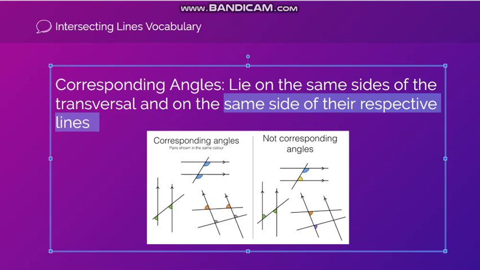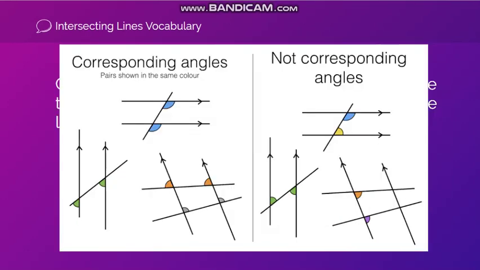So if we look a little bit closer at our example here, you can see that here's the transversal line, and they're both below their respective lines. Here's the transversal line. They're on the same side of that, and they're both to the left of their respective lines. This one, they're both to the left. They're both to the right over here. And they're on the same side of the transversal lines. These are not corresponding angles. These are corresponding angles.